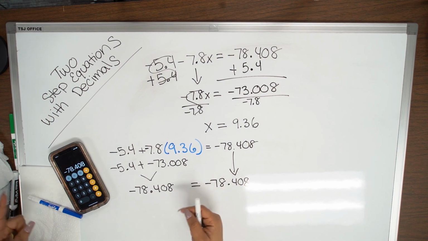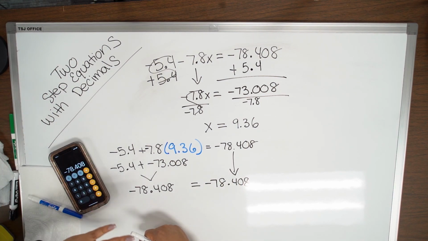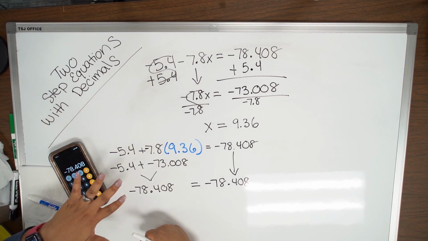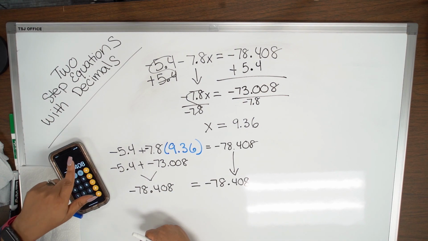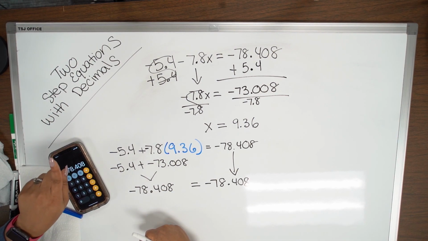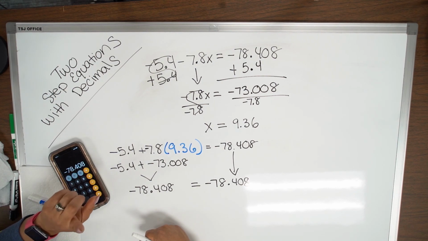So that is how you do two-step equations with decimals. So hopefully this explained this. If not, please let us know in the description box.